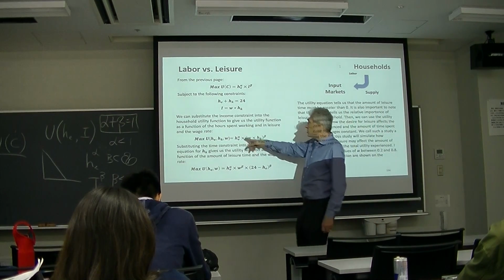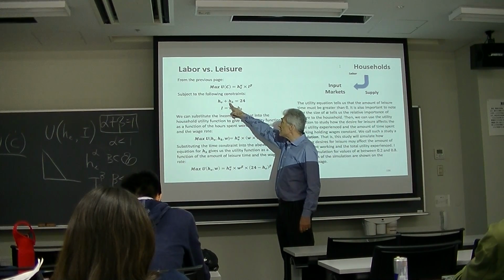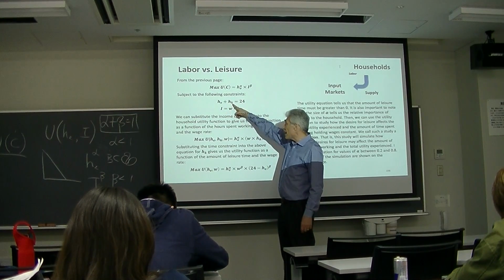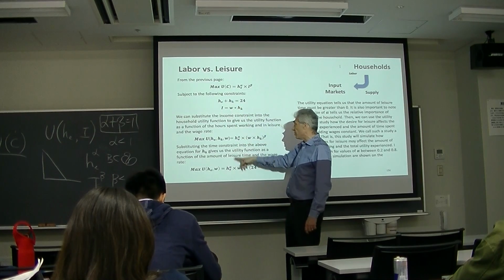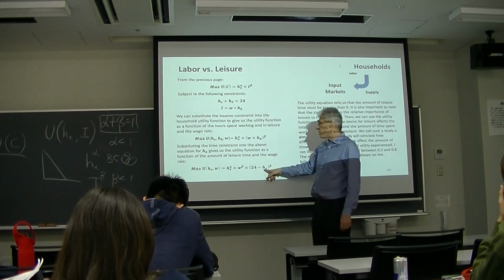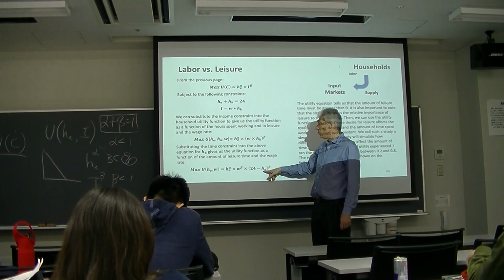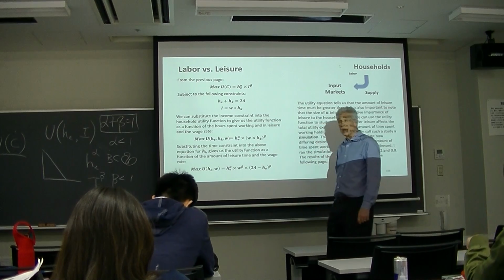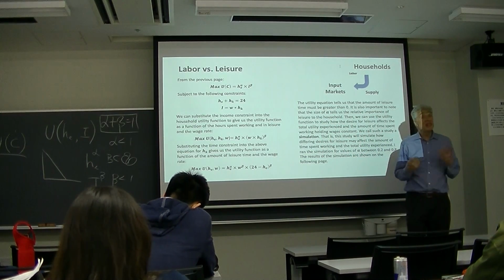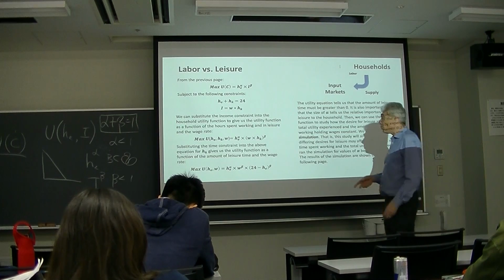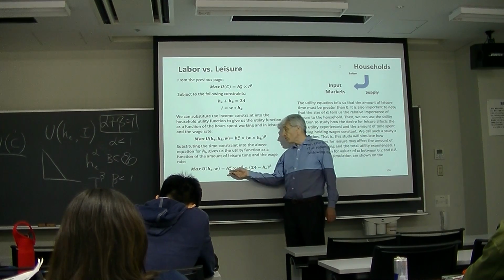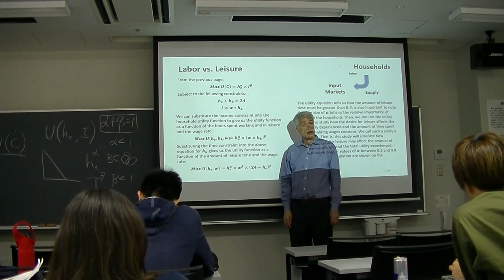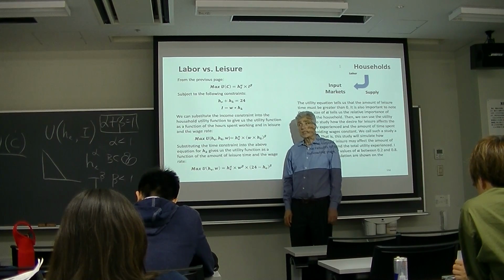Then we can substitute the time constraint, because this is for leisure and labor. We can put the time constraint in terms of one or the other variable. In this case, we'll substitute for work, and we can give the utility function as a function of the amount of leisure time and the wage rate, which means now we figure out the amount of leisure time that we need to maximize utility. We just choose that. So it makes it very simple.